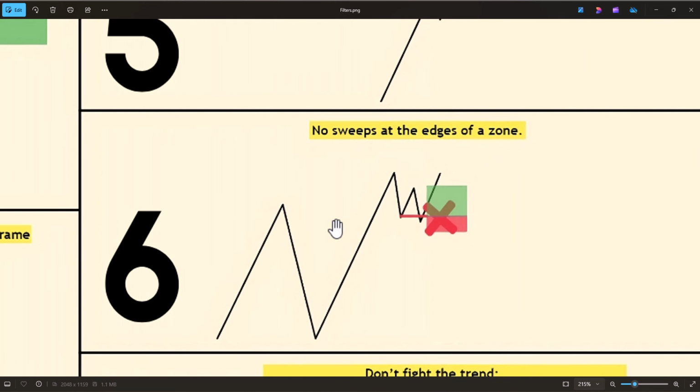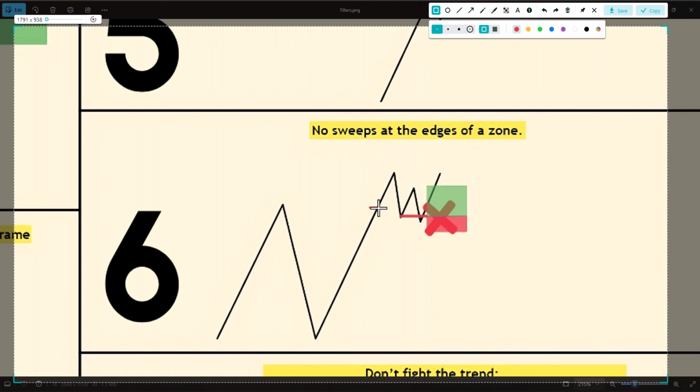So basically, if price takes an all-time high, like this, and then starts trading to the downside, and it offers you a bullish zone right here, and you want to enter from maybe a sweep, right? Maybe we have a zone here. So this is not a good idea to trade from.